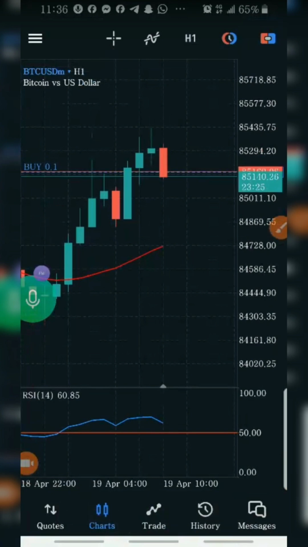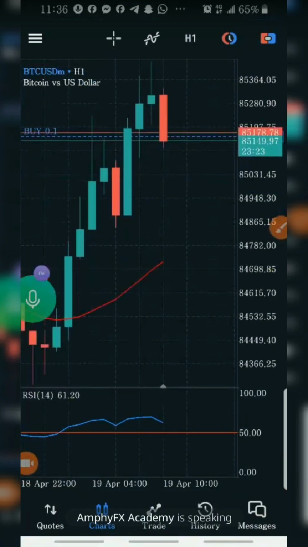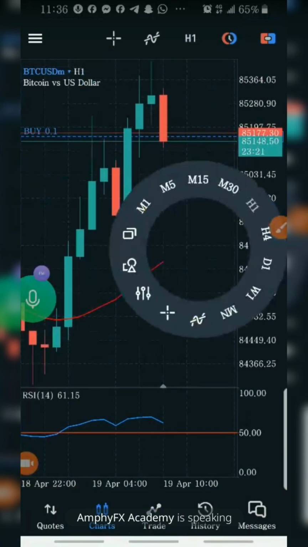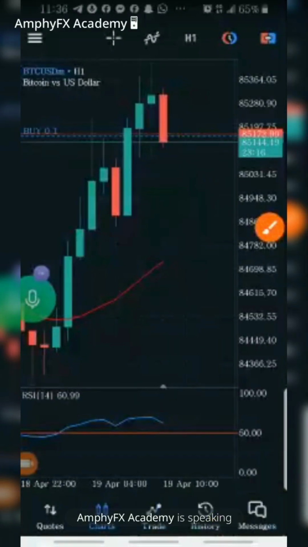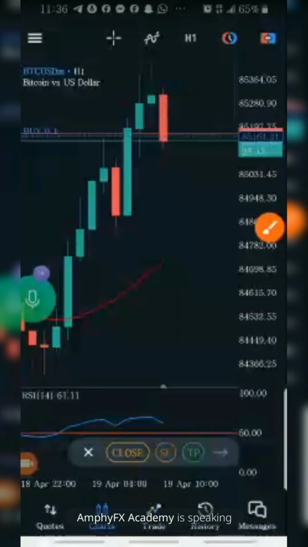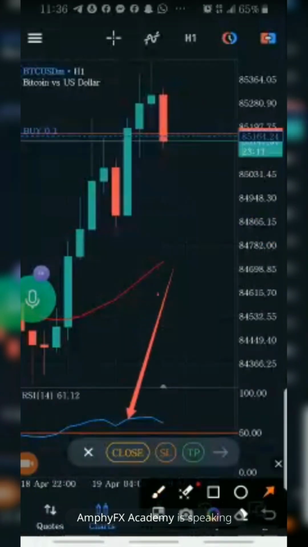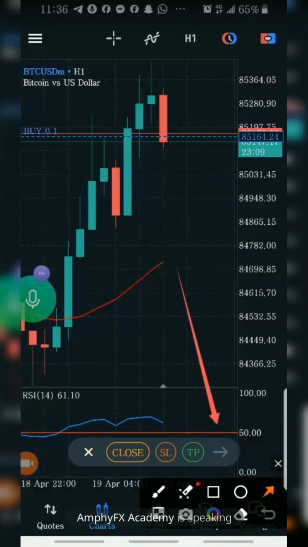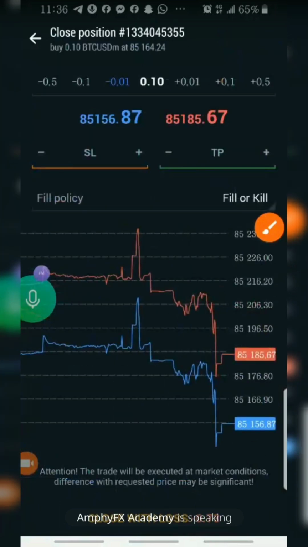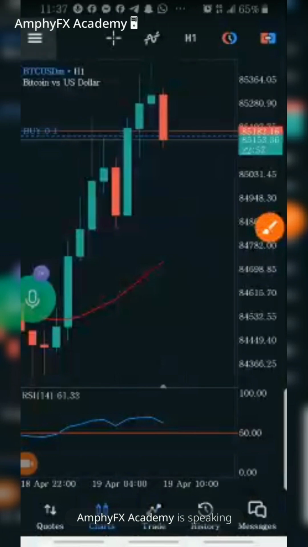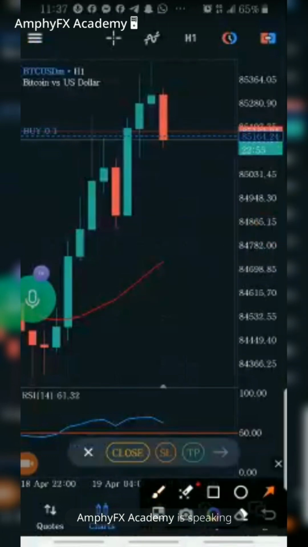Okay. If I tap on this blue line, my position, it will bring something below. Can you see this? It's brought something out, right? I can close the position. You can see close. If I click on close, it will take me to where I can close the position.